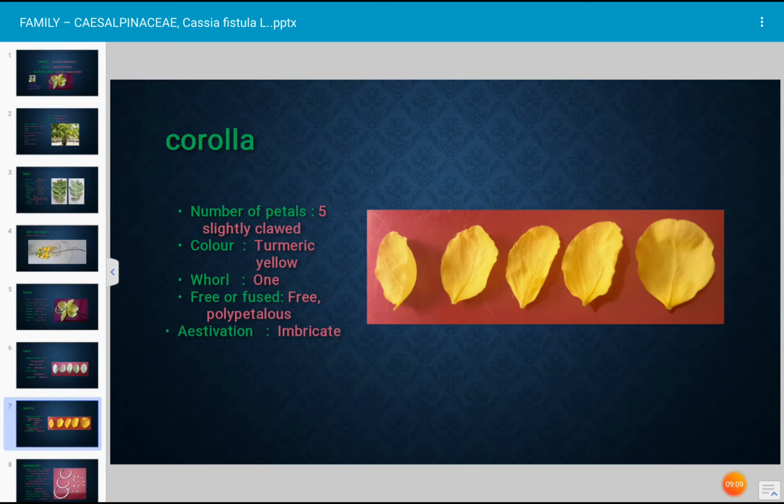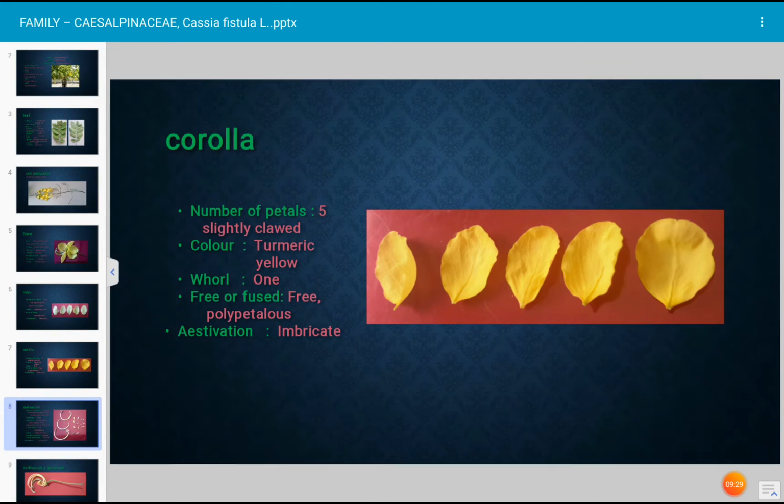Whorl of the petal is one, and all the petals in the flower are free. They are not united, they are free. If the petals are free, such a corolla is described as polypetalous in taxonomy. Aestivation is again like the calyx, that is, aestivation is imbricate.